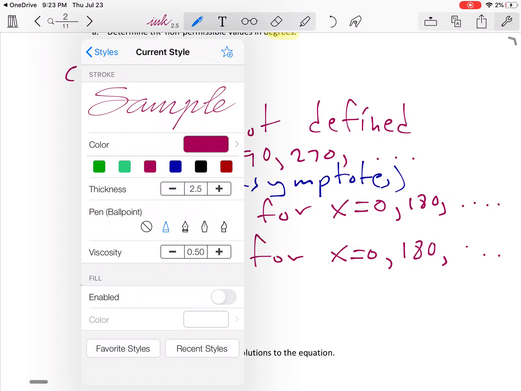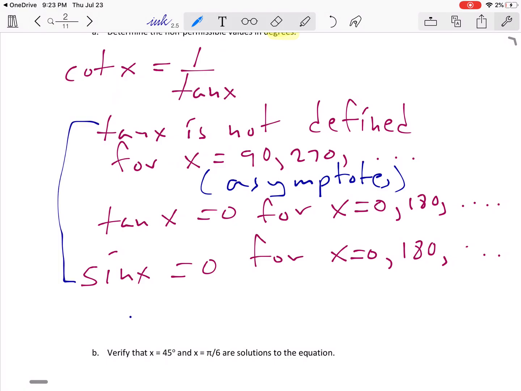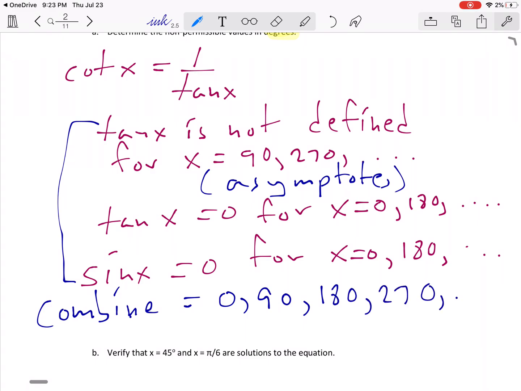Okay, so now what you basically do is combine all these. You take the non-permissible values from all three situations, you combine them, and what you have here is that non-permissible values are going to exist for 0, 90, 180, 270, and so on. And so what you can do then is give an answer that describes all non-permissible values. In this case, your non-permissible values are going to be multiples of 90, right, where n equals 0, 1, 2, and it would include negatives as well. Okay, so this would be your answer for all values.